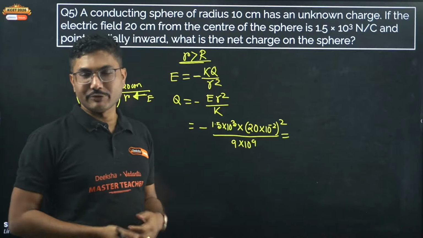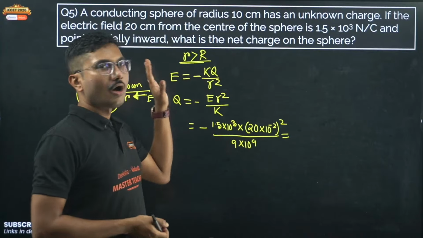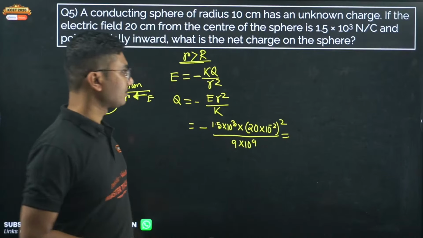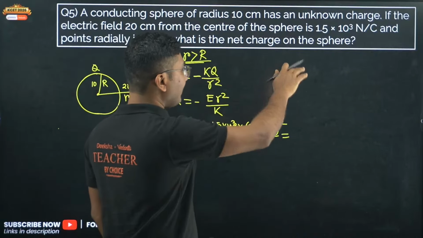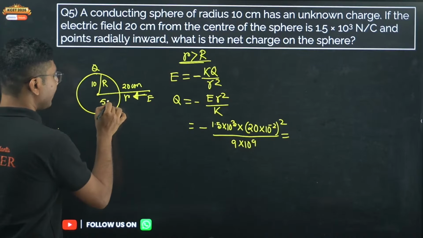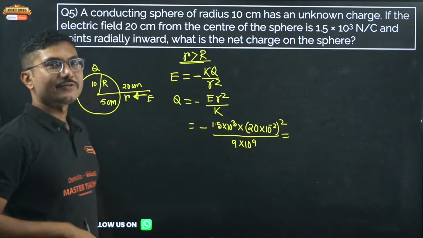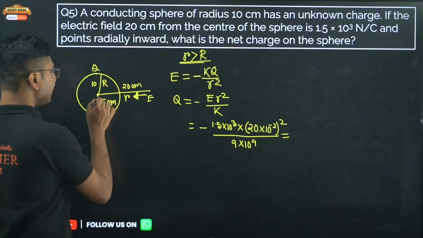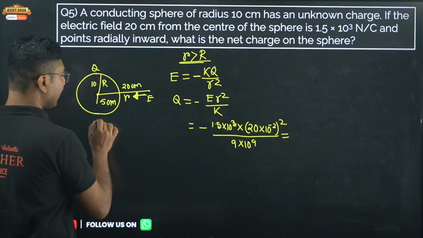You think, oh, this is a completely new question. Actually, if you break it down, all the concepts are here. Now if I give you one more question, what is the electric field at a distance of 5 centimeter? Now the distance is less than the radius, so the electric field will be 0.